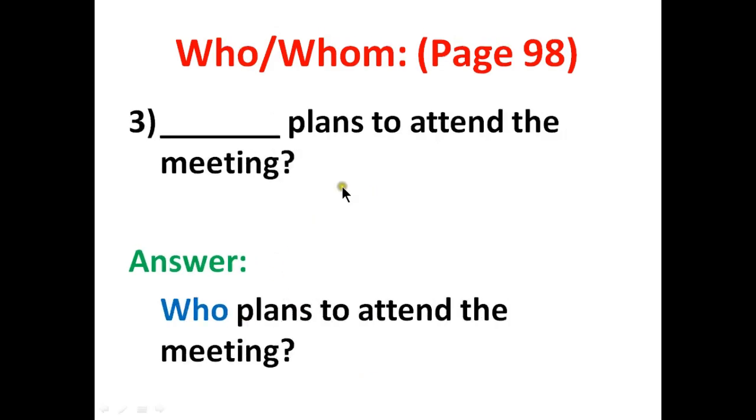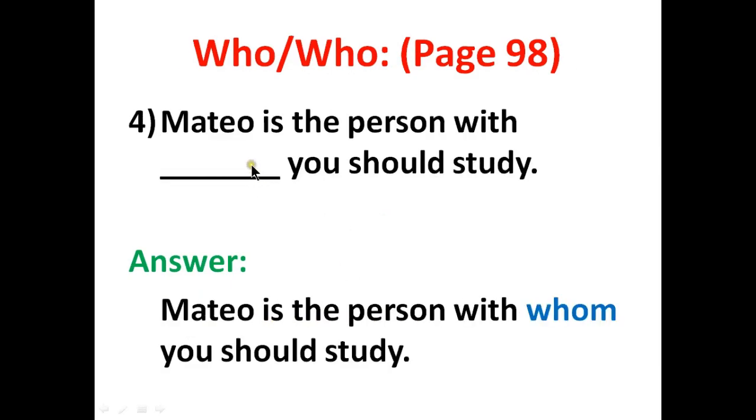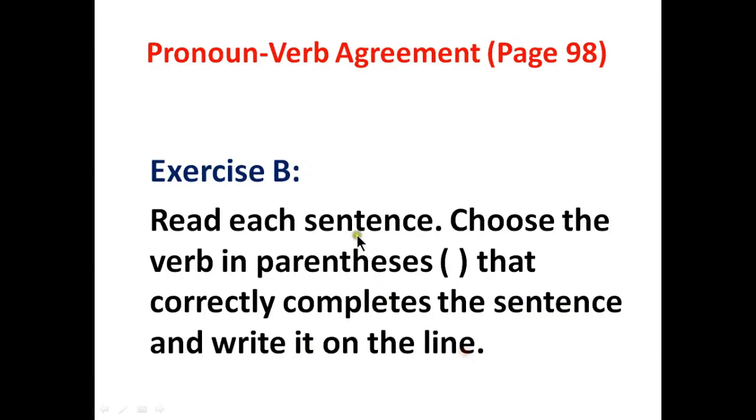Number 3. Plans to attend the meeting. Now this is an interrogative sentence. So as I told you, you will use who as a subject. Who plans to attend the meeting? Number 4. Matthew is the person you should study with. Now what pronoun will you use between with and you? Yes, you will use whom. Matthew is the person with whom you should study.